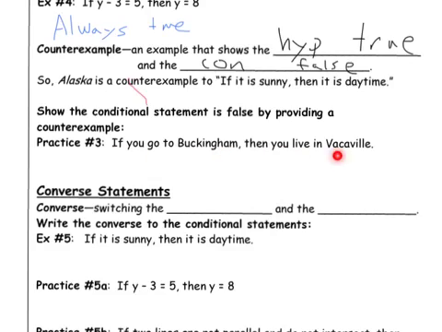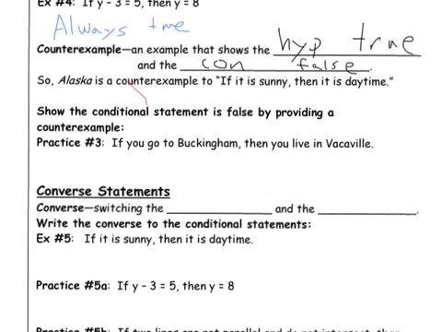If you go to Buckingham, then you live in Vacaville. So I want you guys to think of a counterexample to this. Now remember, this part needs to stay true. So you can't say, oh, counterexample to this is Vaca High. That doesn't work because that would contradict the hypothesis. We don't want to contradict the hypothesis. We want to contradict the conclusion. So think of a counterexample to this statement, and I'll throw a couple up in just a second.